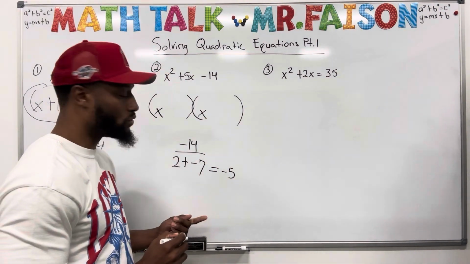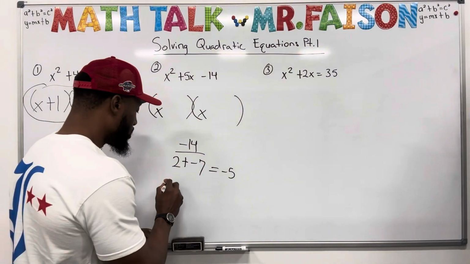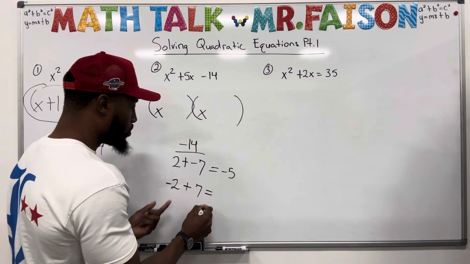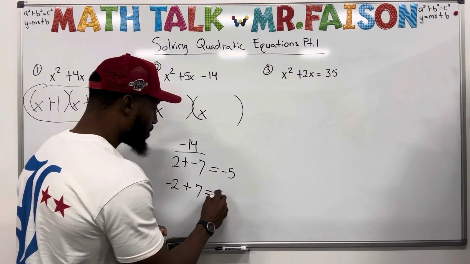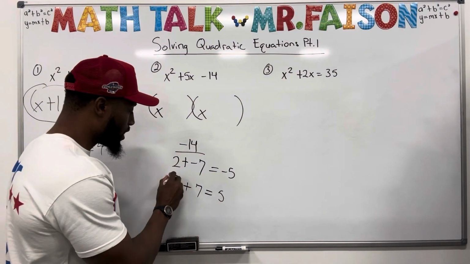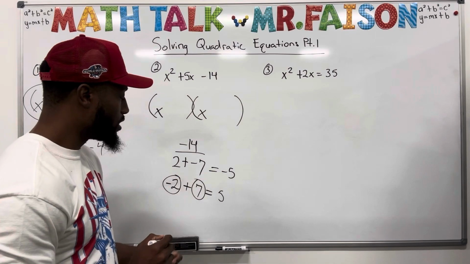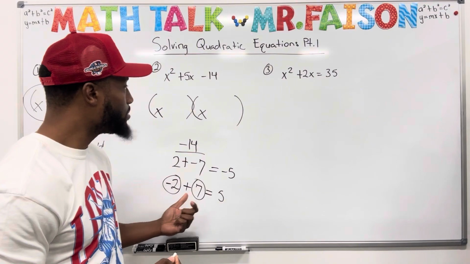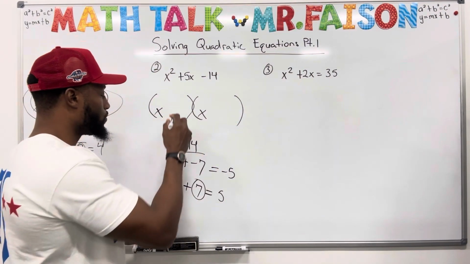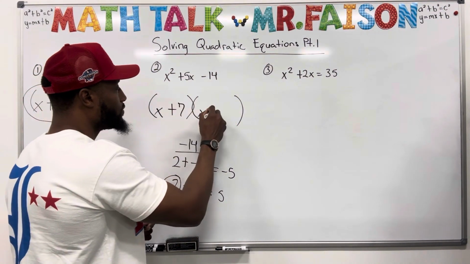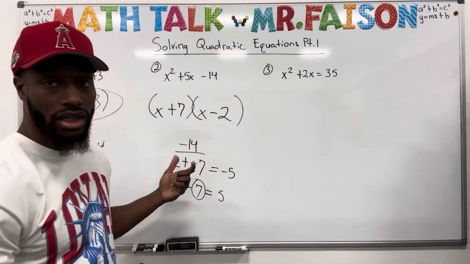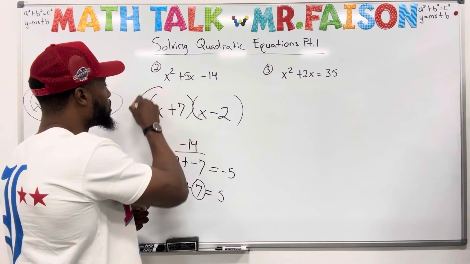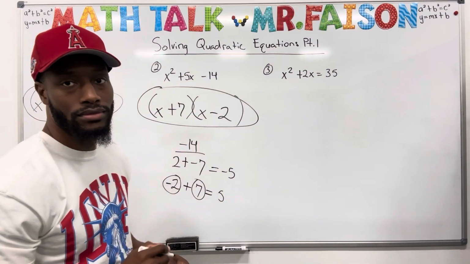That's not what we're looking for. If I did the opposite, negative 2 and 7, if I add that together, what do I get? I get positive 5. That's what I'm looking for. So I'm looking for negative 2 and a positive 7. If I multiply negative 2 and positive 7, I get negative 14. If I add them together, I get a positive 5. That's what we're looking for. So I got plus 7 and I got negative 2. Once again, it doesn't matter if the negative 2 went first or if the 7 went first. But that's my answer.